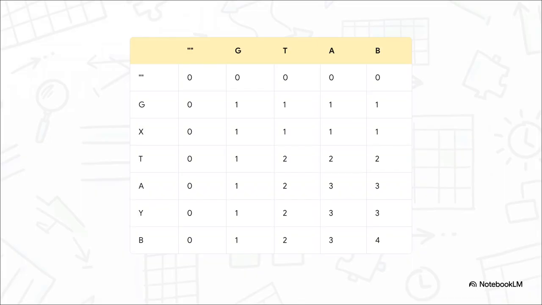And voila! This is what you get when you apply those rules to the strings AGTAB and GXTXAY. You can see how the numbers build on each other. And the grand prize, the final answer for the length of the LCS, is always waiting for us right there in the bottom right corner. In this case, it's 4.